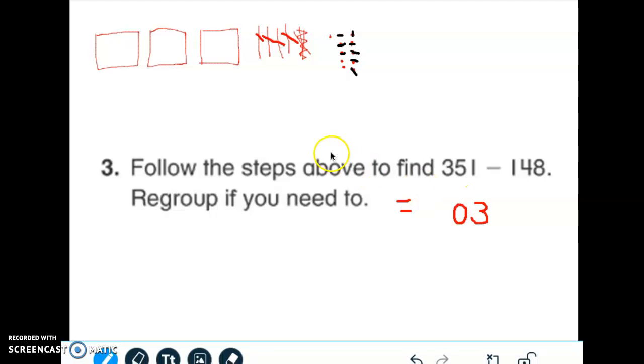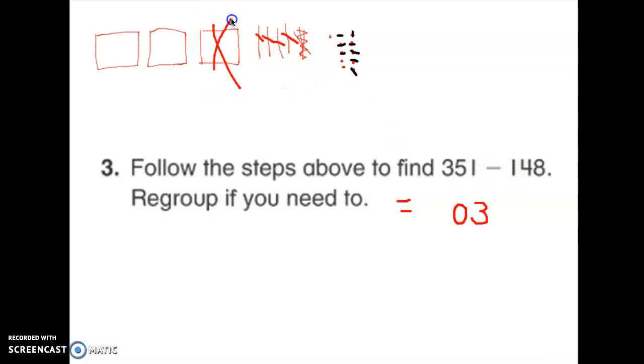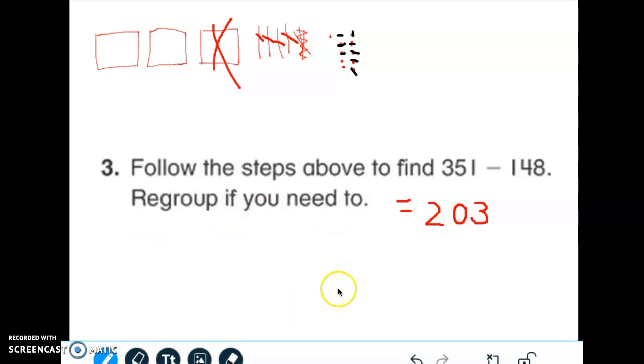And then I need to go to my hundreds place. We have 3 hundreds, and I need to take away 1. If I take away that 1, I'm left with 2. Our answer is 203. Now I'm going to write the standard algorithm here so you can see that.